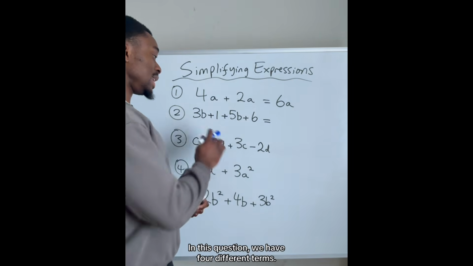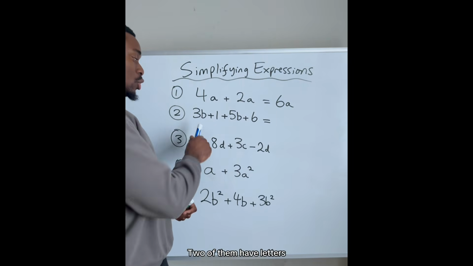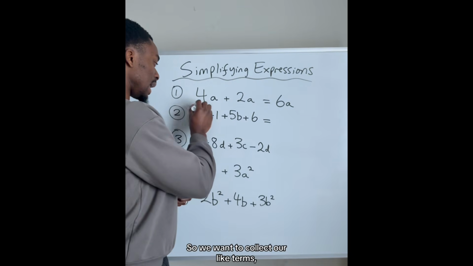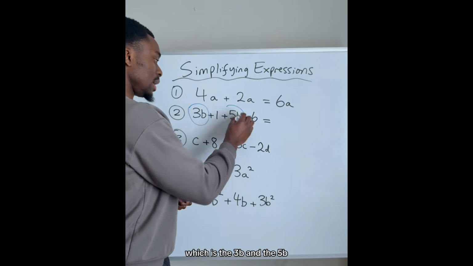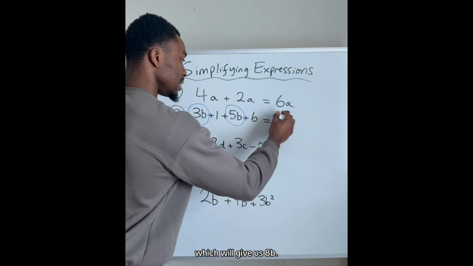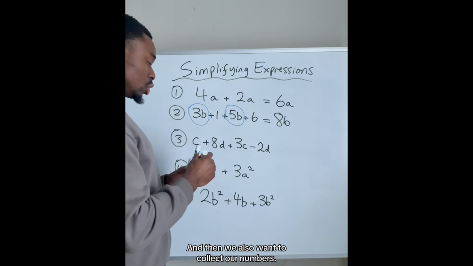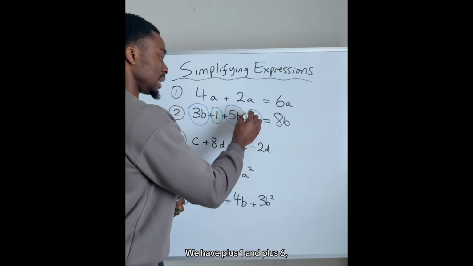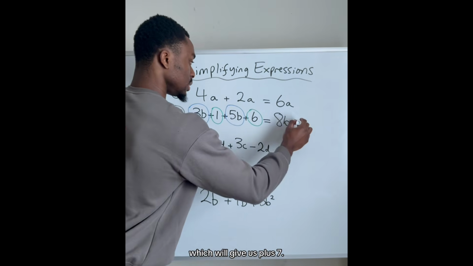Question number 2. In this question, we have 4 different terms. 2 of them have letters and 2 of them are just numbers. So we want to collect our like terms, which is the 3b and the 5b, and we can add them together, which will give us 8b. And then we also want to collect our numbers. We have +1 and +6, which will give us +7.